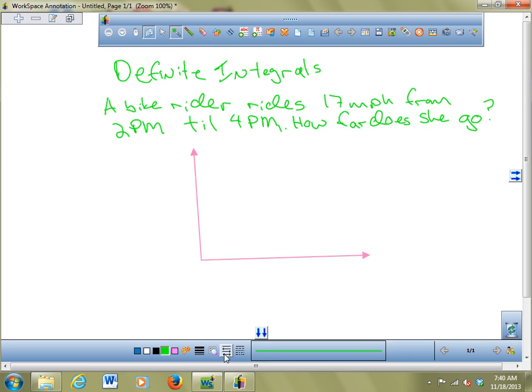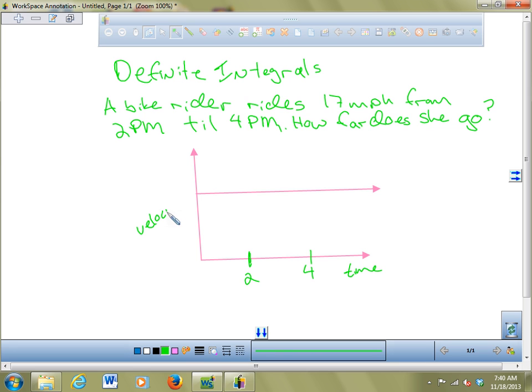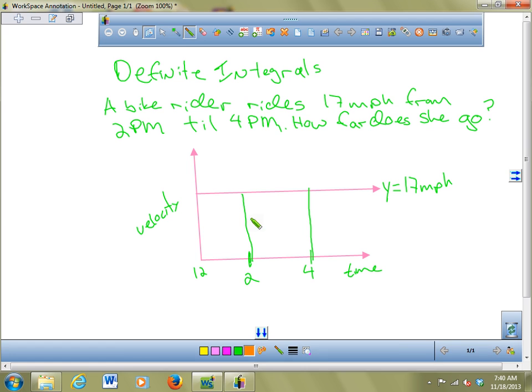Let's draw one more line. Here this is the time, say this is 2 p.m., and this is 4 p.m., and this is time over here, and this is velocity, right? One way to think about this is if I find the area of this, where y equals 17 miles per hour and time goes from 2 to 4, maybe she started at noon or something like that.